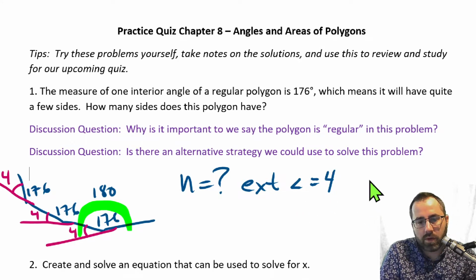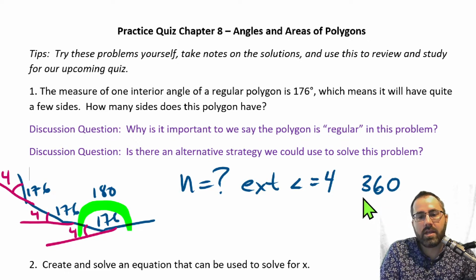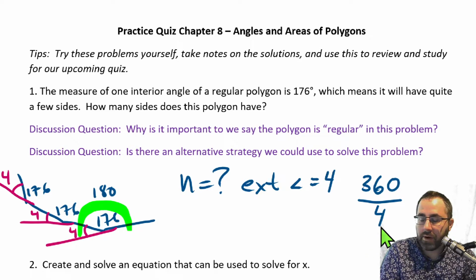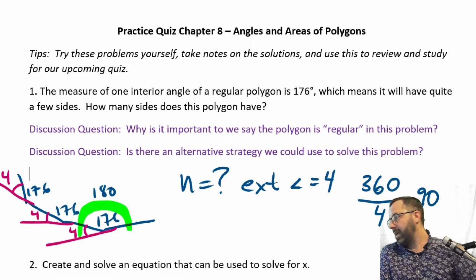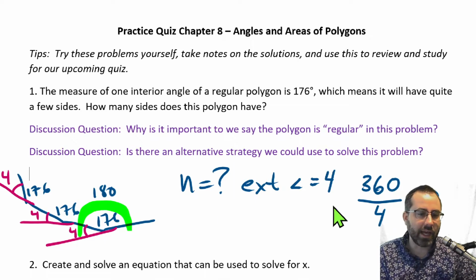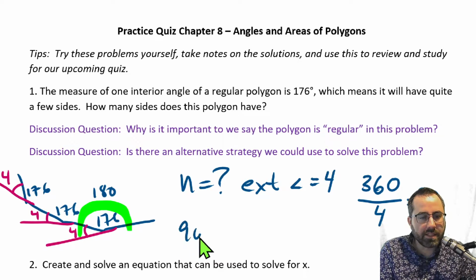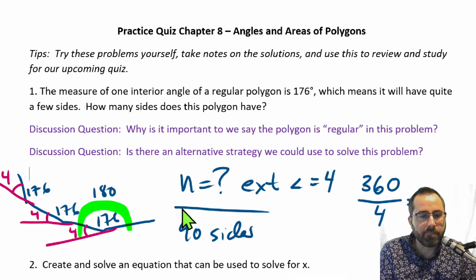And so if each exterior angle is 4, how many sides are there? Well, in total, the exterior angles add up to 360. So if you know how much something adds up to, and you know how much each one is, just divide. 360 divided by 4, and we're going to see that there are 90 sides. So the polygon has 90 sides.